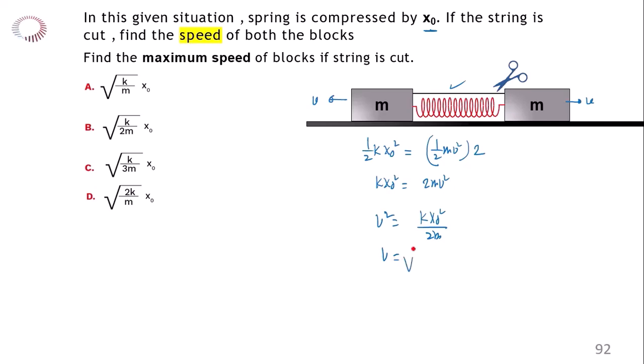So v should be equal to under root of k x naught square by 2m, or x naught into under root of k by 2m. Okay, so that is the speed of an individual block. Once you cut the string, both the blocks will try to move in the opposite direction with the velocity v. Okay, so the answer is option B, that is under root of k by 2m into x naught.